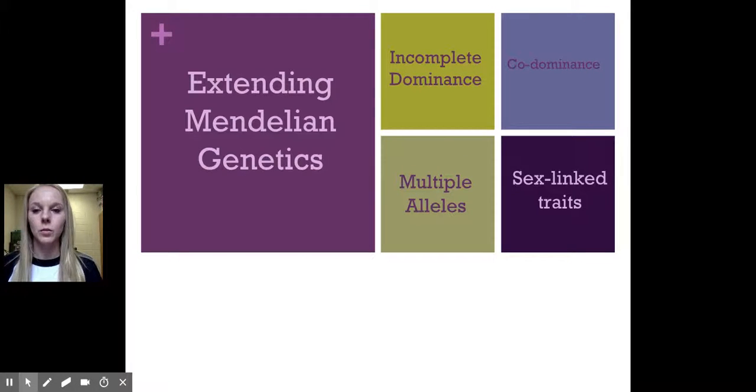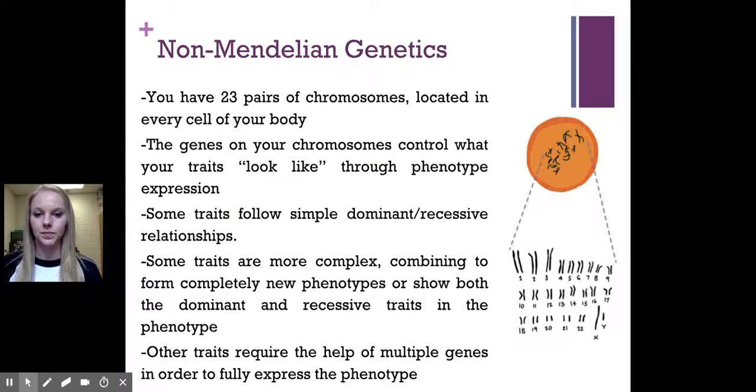For this set of notes, we're going to branch off of simple Mendelian genetics and see how rules can change. You have 23 pairs of chromosomes located in every cell of your body. The genes on your chromosomes control what your traits look like through phenotype expression. Some traits follow simple dominant recessive relationships. Some traits are more complex, combining to form completely new phenotypes or show both the dominant and recessive traits in the phenotype. Other traits require the help of multiple genes in order to fully express the phenotype.